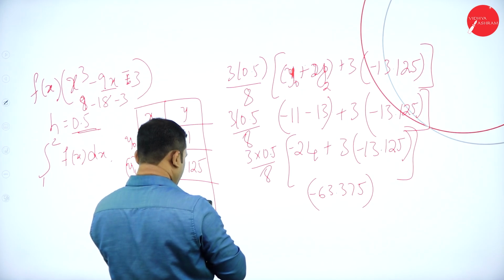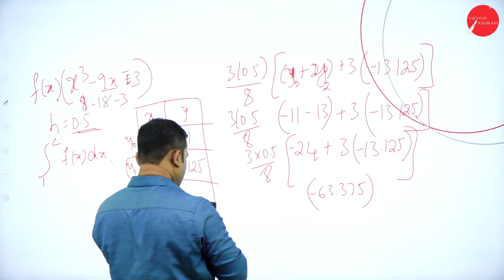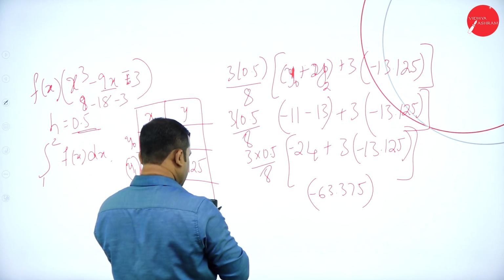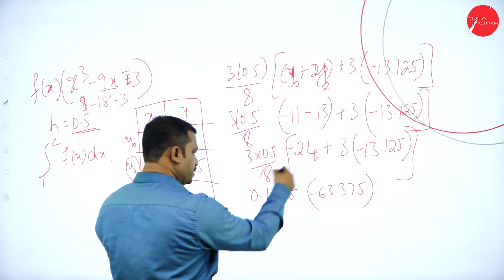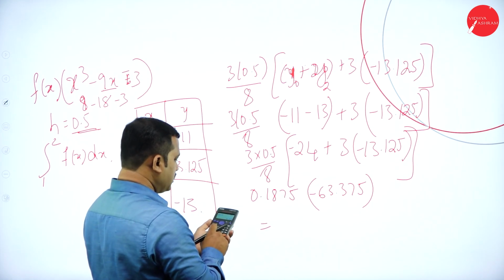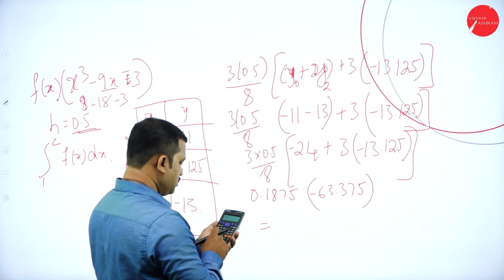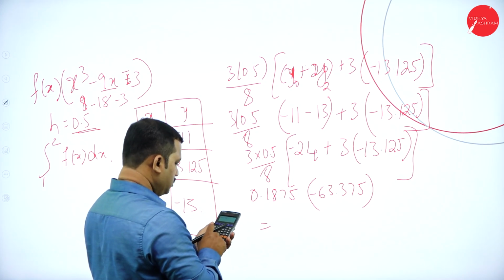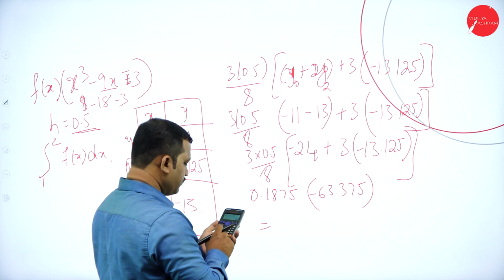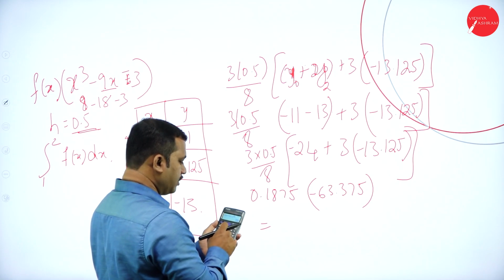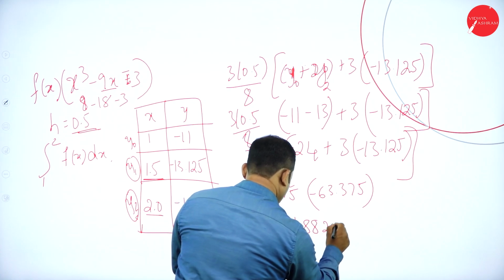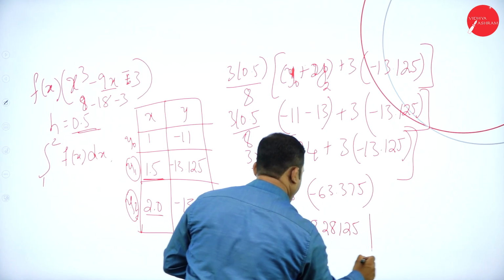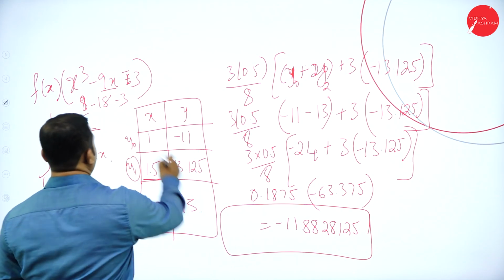3 into 0.5 is equal to 1.5, that is 3 by 2. 1.5 divided by 8, what is the value I am getting? 3 by 16, which is equal to 0.1875. The ultimate solution is 0.1875 into minus 63.375, which is equal to minus 1521 divided by 128, which is equal to minus 11.8828125. This is the ultimate final solution for this equation.